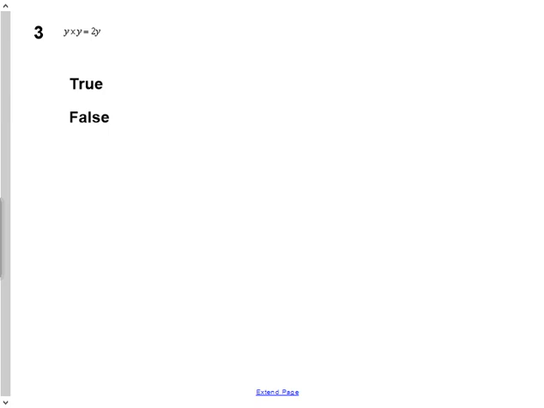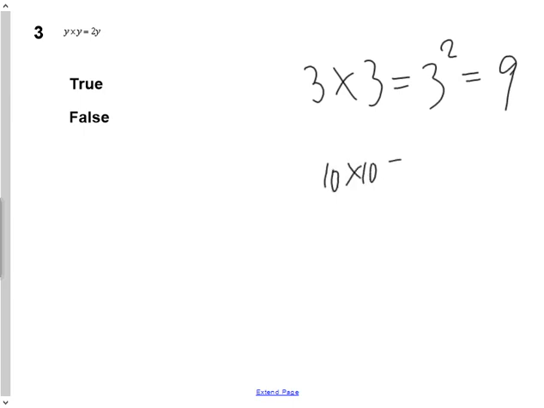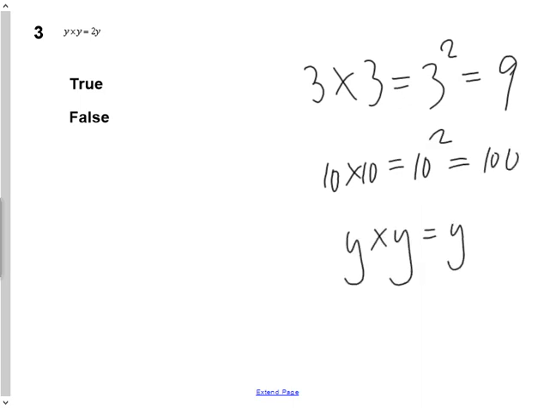Question 3 says y times y is 2y, and y times y harkens back to grade 8 when I did something like 3 times 3. And we learned that 3 times 3 is multiplying itself twice, which exponentially is written as 3 squared, and in standard form would be written as 9. If it was 10 times 10, we write that as 10 squared, which is 100. If it was y multiplied by y, we would write that as y squared.